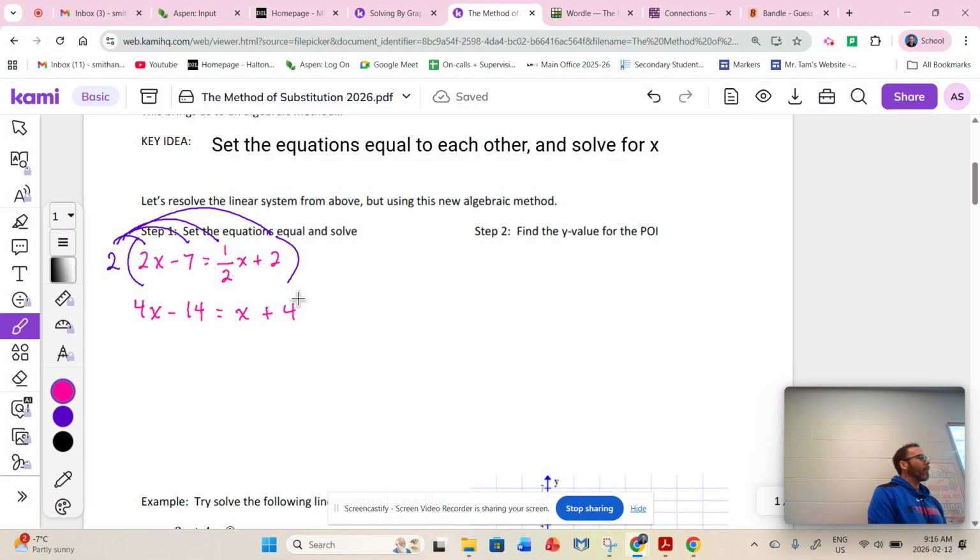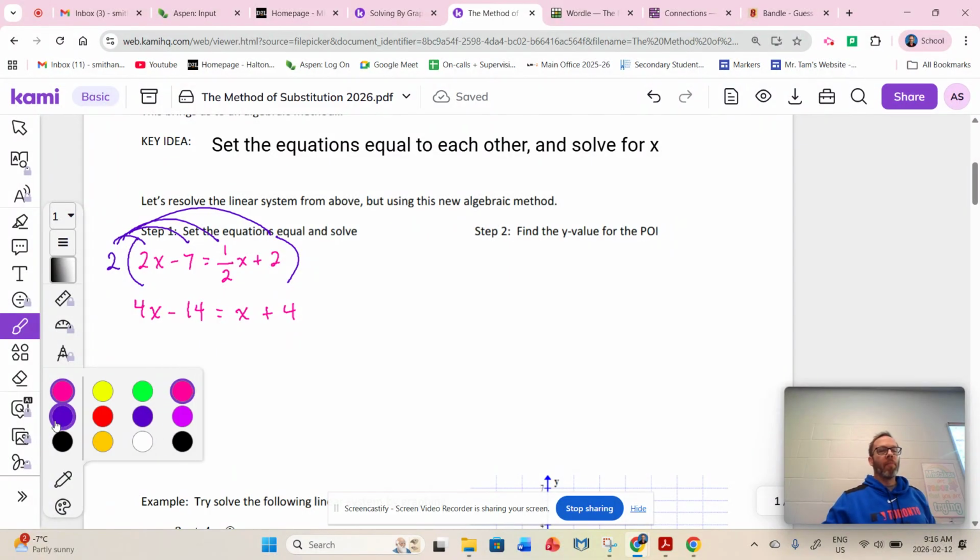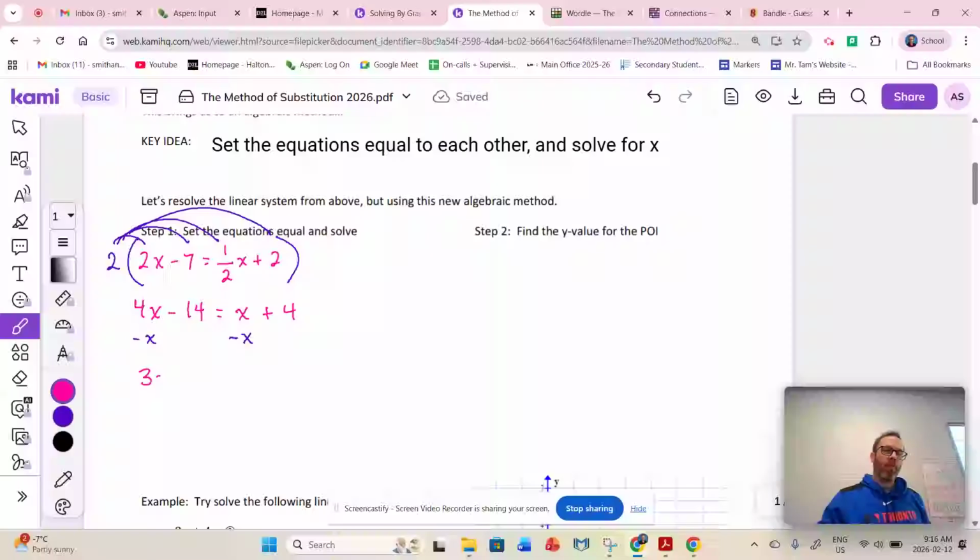We've had some time to review, to move the needle to get better, and frankly, we just get more practice now because this is the skill we need for today. Everybody came from different grade 9 teachers for the most part, with different strategies. My strategy is to collect the x's on the left. So I'll group them together, subtracting x from both sides. We get 3x minus 14 is equal to 4.